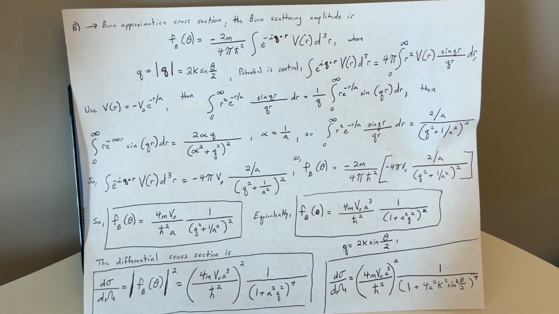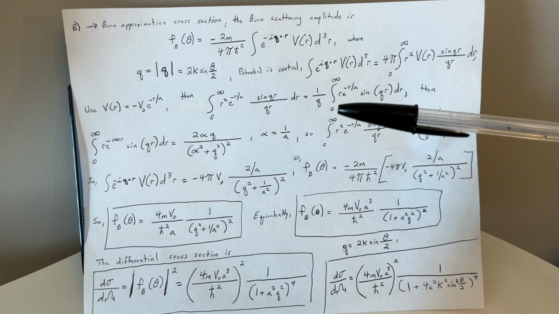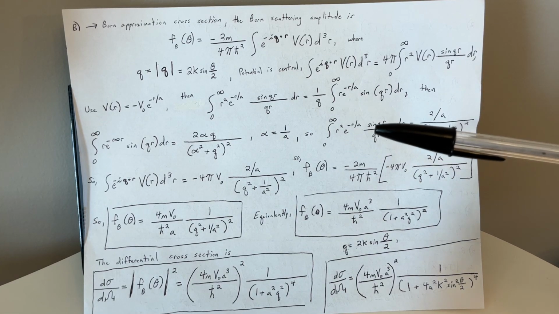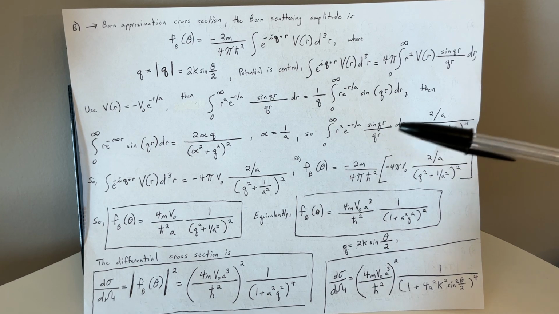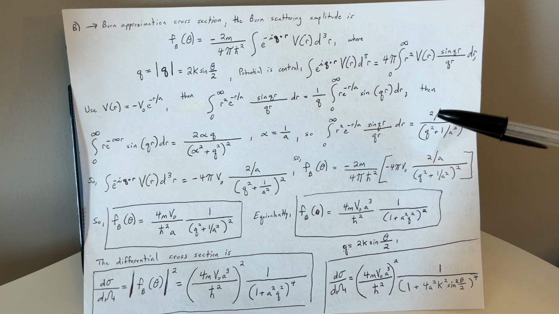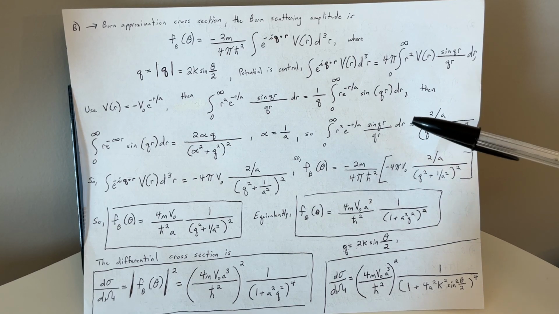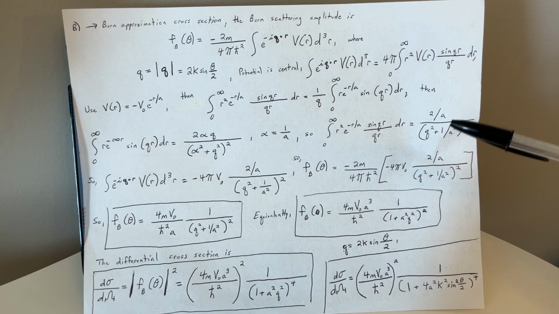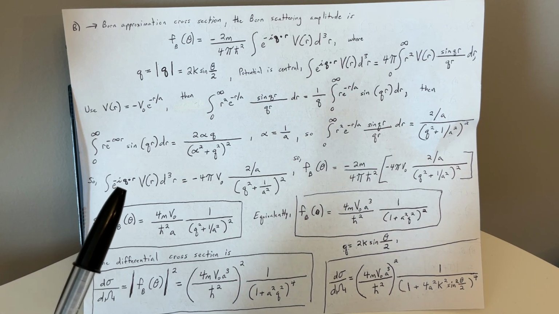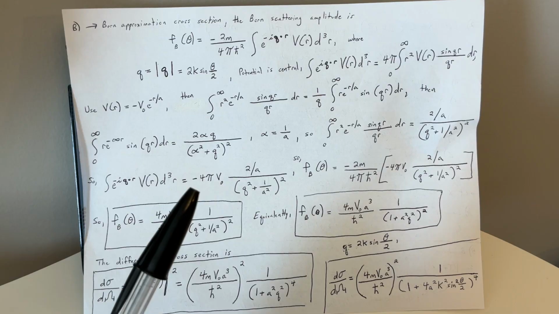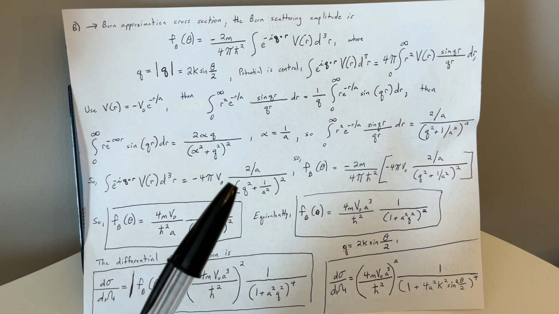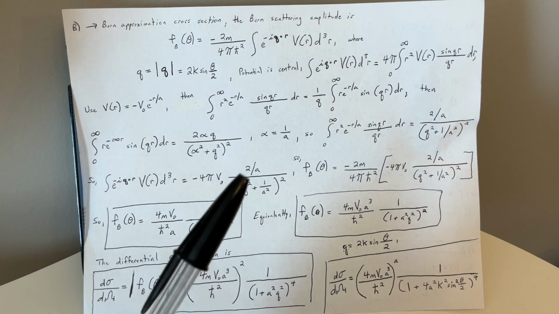Alpha is equal to 1 over a, so we can integrate from 0 to infinity r squared e to the negative r over a sine qr over qr. Sorry about that, that's a q. So sine qr over qr dr, and performing the computation we get 2 over a divided by the quantity q squared plus 1 over a squared, that whole quantity squared in the denominator. So the integral of e to the negative i q dot r, V of r, d cubed r, equals negative 4 pi V naught times 2 over a divided by the quantity q squared plus 1 over a squared, squared.